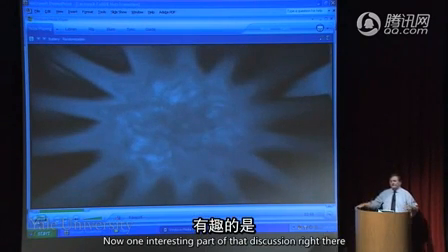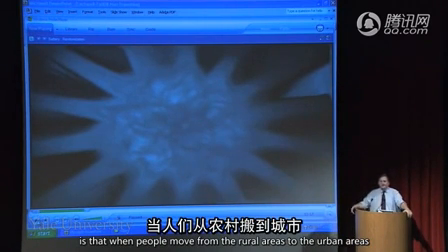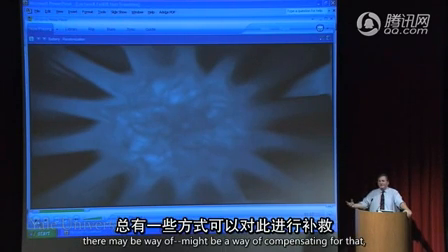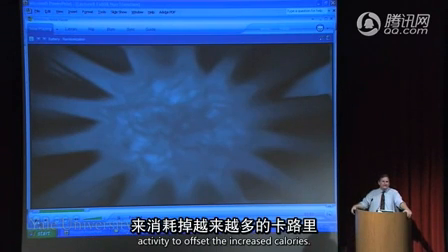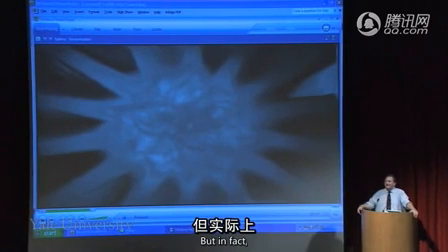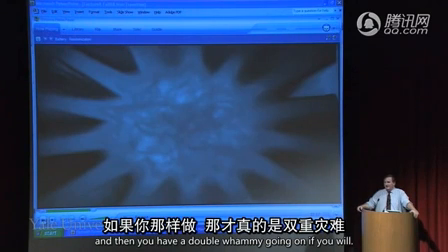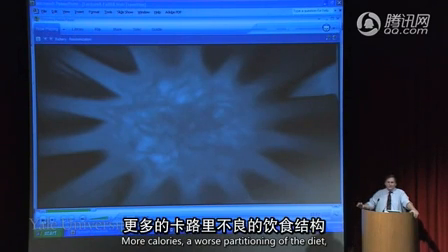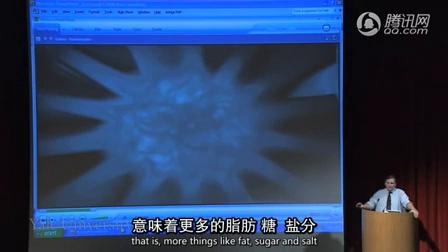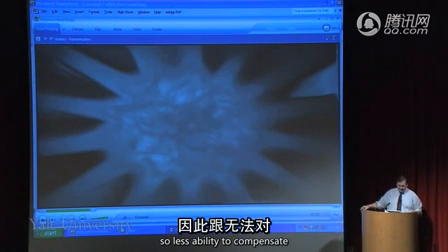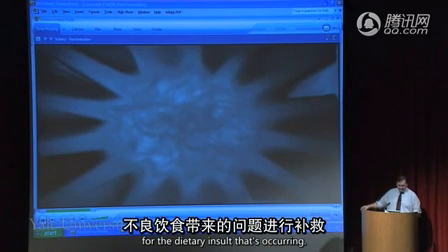Now, one interesting part of that discussion right there is that when people move from the rural areas to the urban areas and start eating a worse diet and start gaining weight, there might be a way of compensating for that, namely increased physical activity to offset the increased calories. But in fact, people tend to become less physically active in those environments, and then you have a double whammy going on, if you will. More calories, a worse partitioning of the diet, that is, more things like fat, sugar, and salt, and less physical activity, so less ability to compensate for the dietary insult that's occurring.